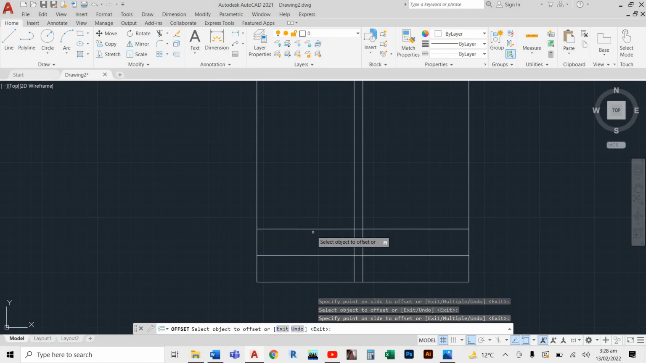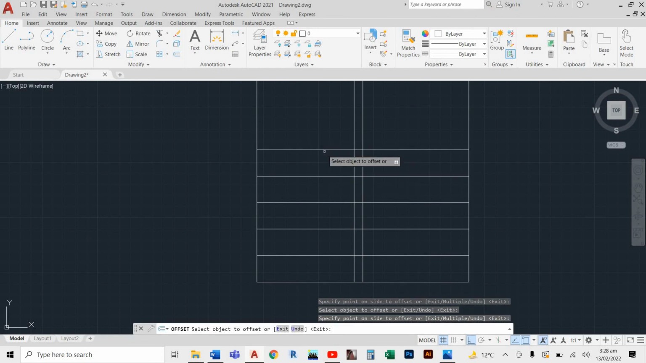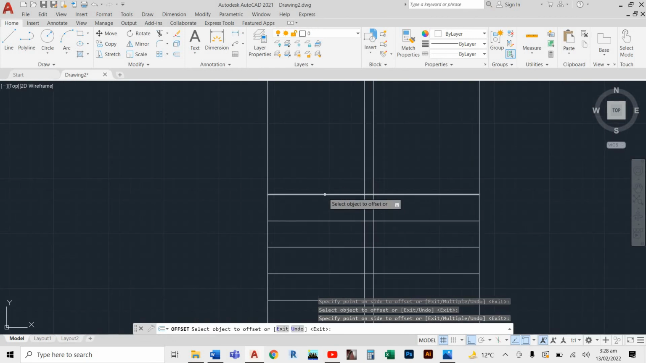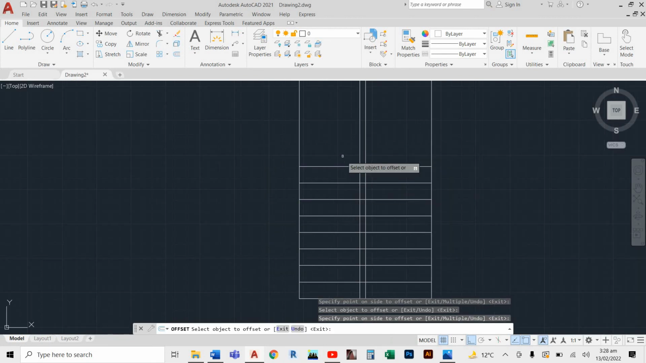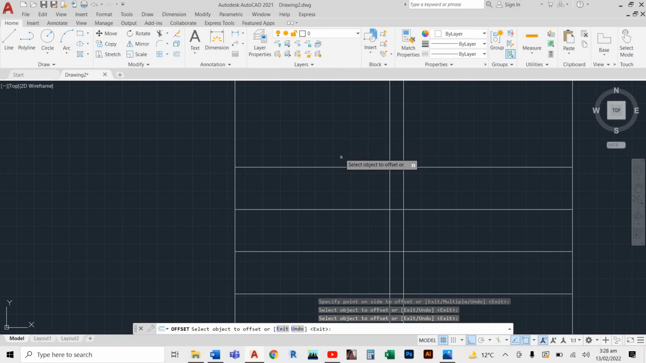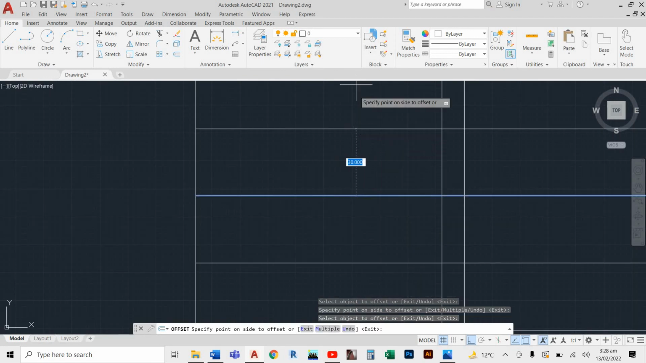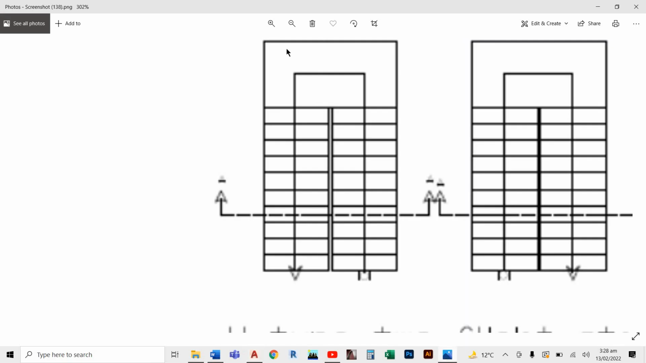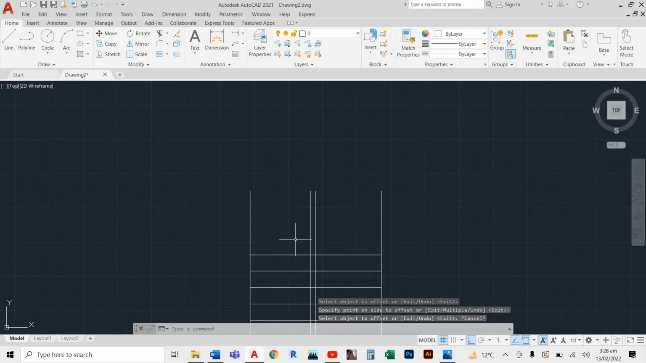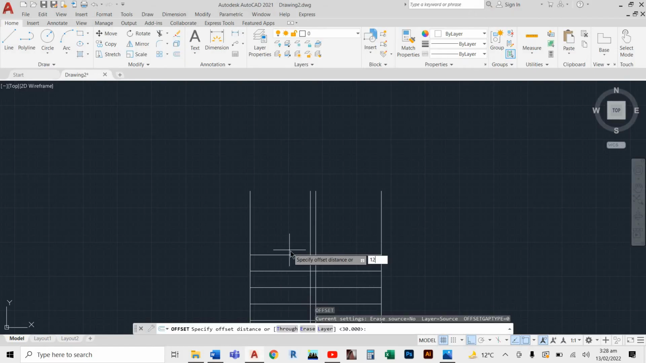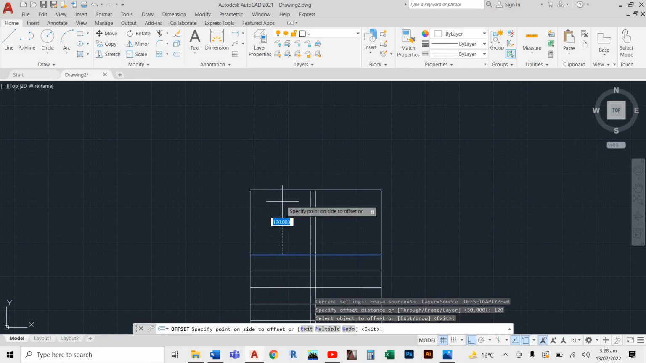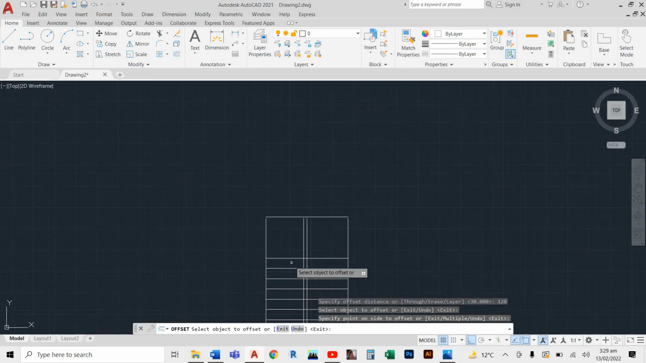1, 2, 3, 4, 5, 6, 7, 8, 9 and 10. And then we also have to draw its landing. It's also 120 centimeters. So offset 120 because of its landing. Okay.